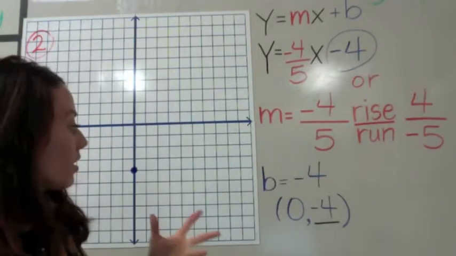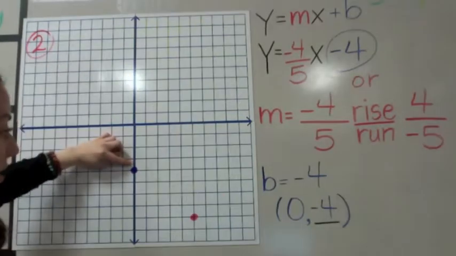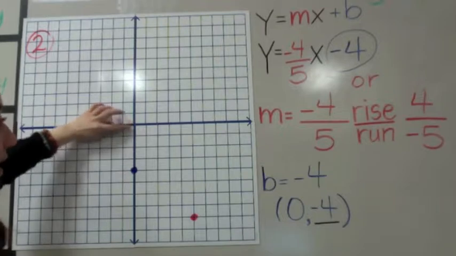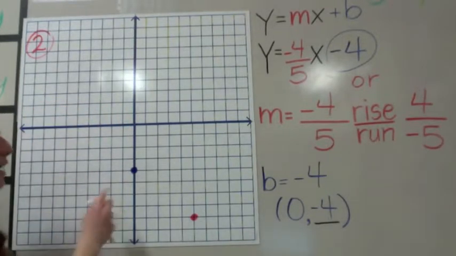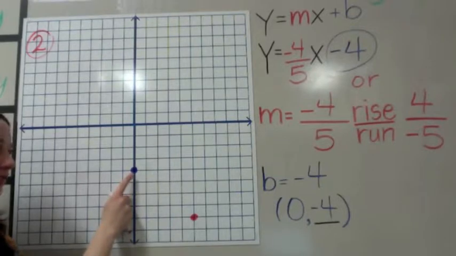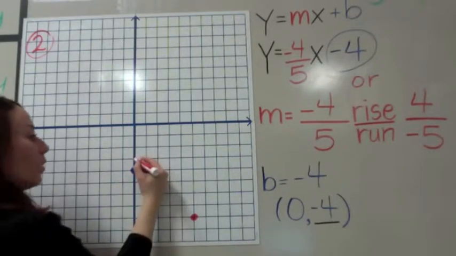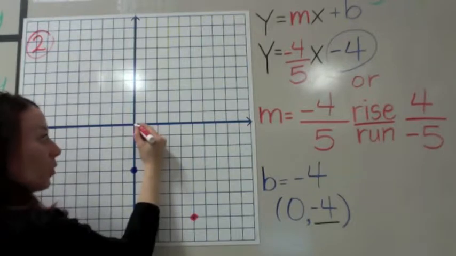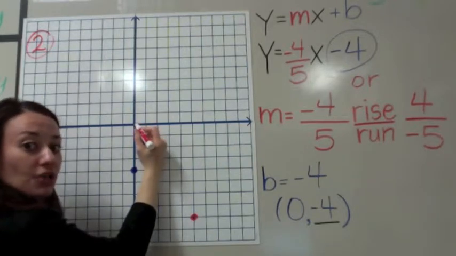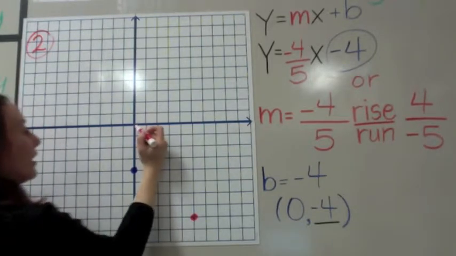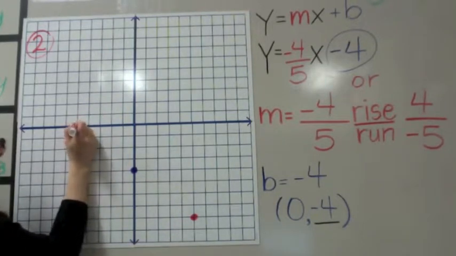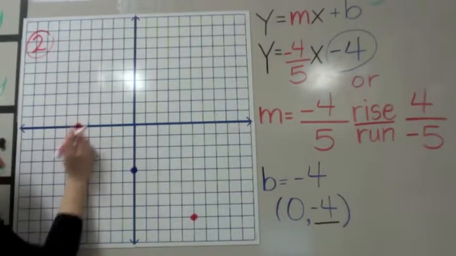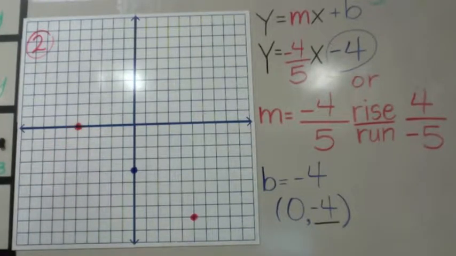So could I also go up 4 and over 5? I would end up at a point on the graph. So from the y-intercept, from negative 4, ready? Go up 1, 2, 3, 4. You should be at the origin. Where's this? The origin. Now let's go over 5. 1, 2, 3, 4, 5. The x-intercept of the graph would be negative 5, right?